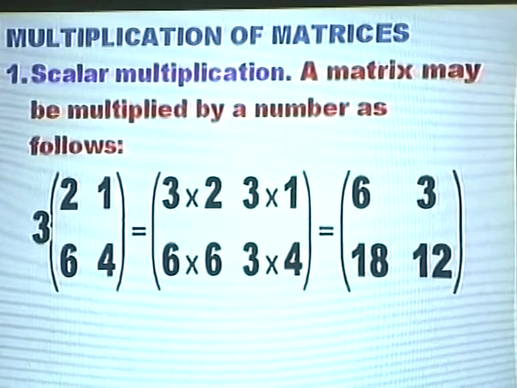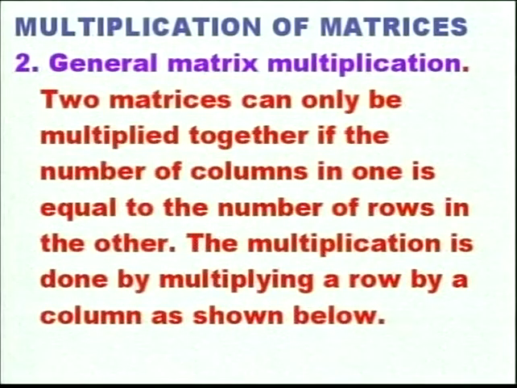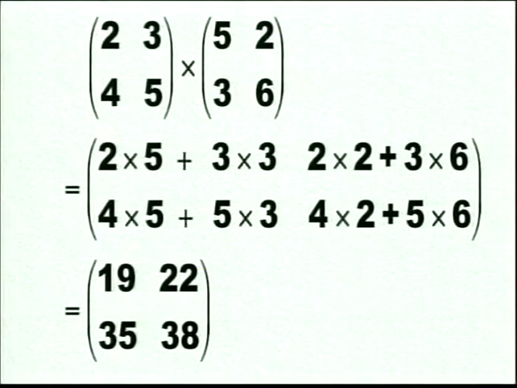Clear? It's very simple. Okay, next one is called general matrix multiplication. It says 2 matrices can only be multiplied together if the number of columns in one is equal to the number of rows in the other. The multiplication is done by multiplying a row by a column as shown below. Okay, that's the matrix 2, 3, 4, 5 multiplied by 5, 2, 3, 6. Okay, note how multiplication is done.